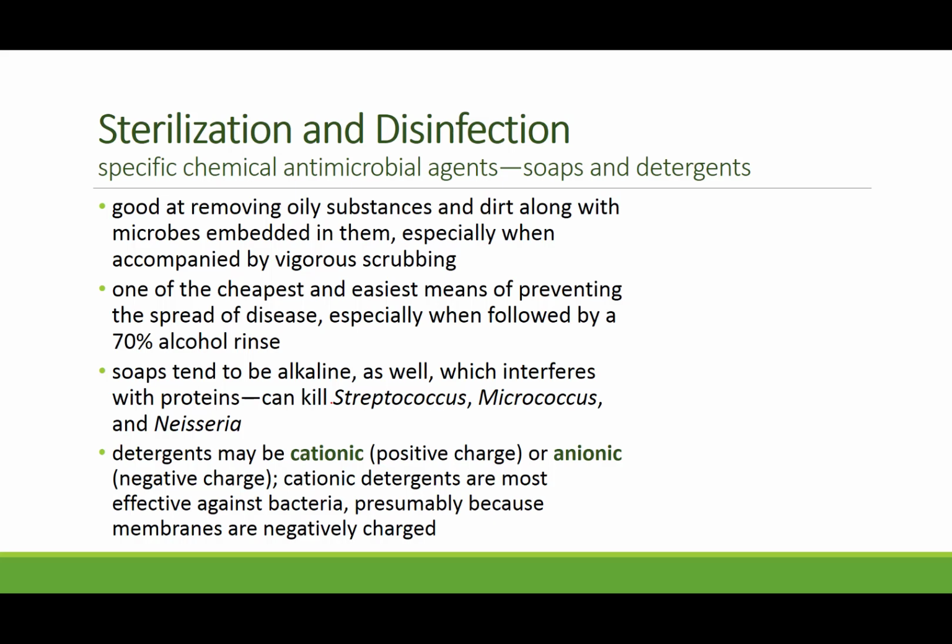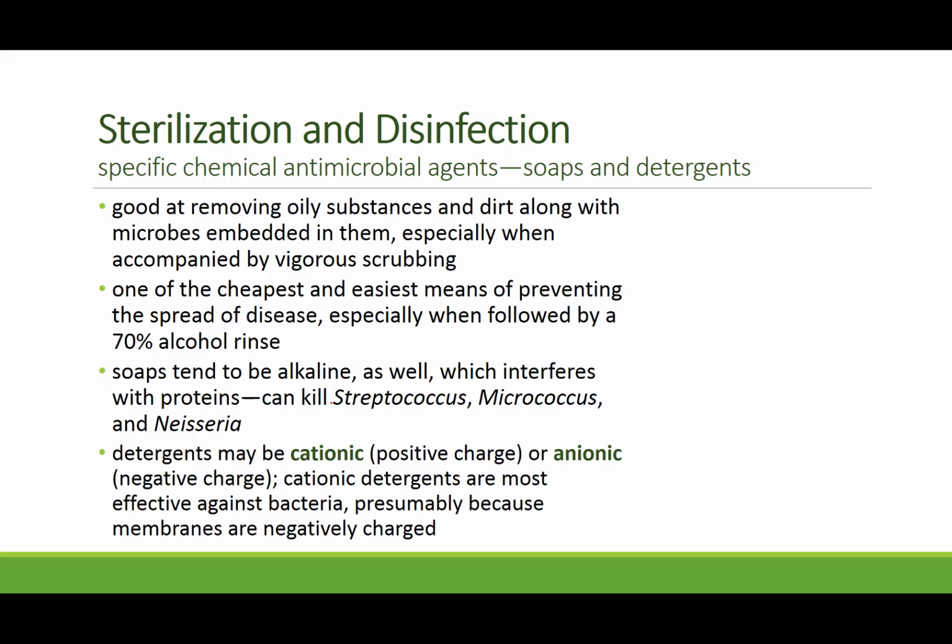And then if you follow that soap and detergent with a 70% alcohol rinse, then you have an especially effective bacteriostatic effect on the hands. Soaps also are alkaline, so they have a basic pH, and frequently that will interfere with the proteins and can even kill Streptococcus, Micrococcus, and Neisseria genera of bacteria.